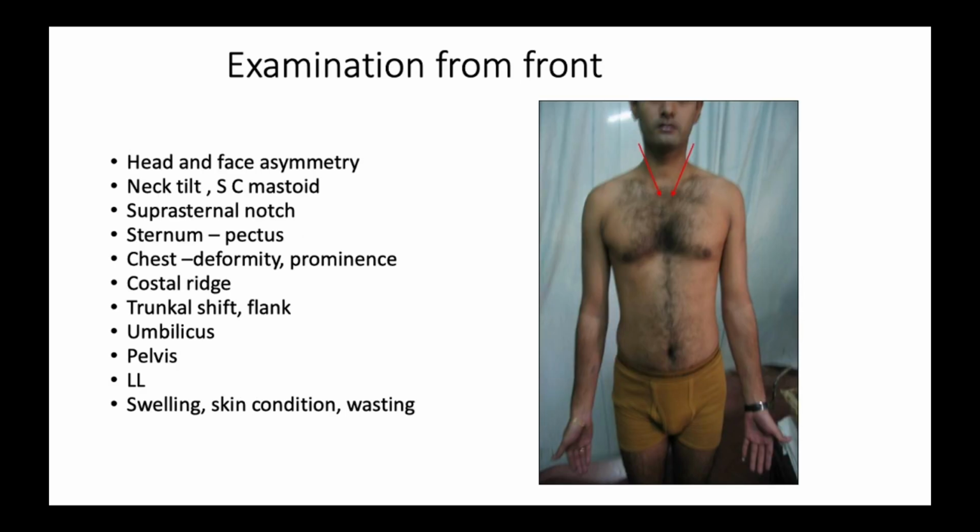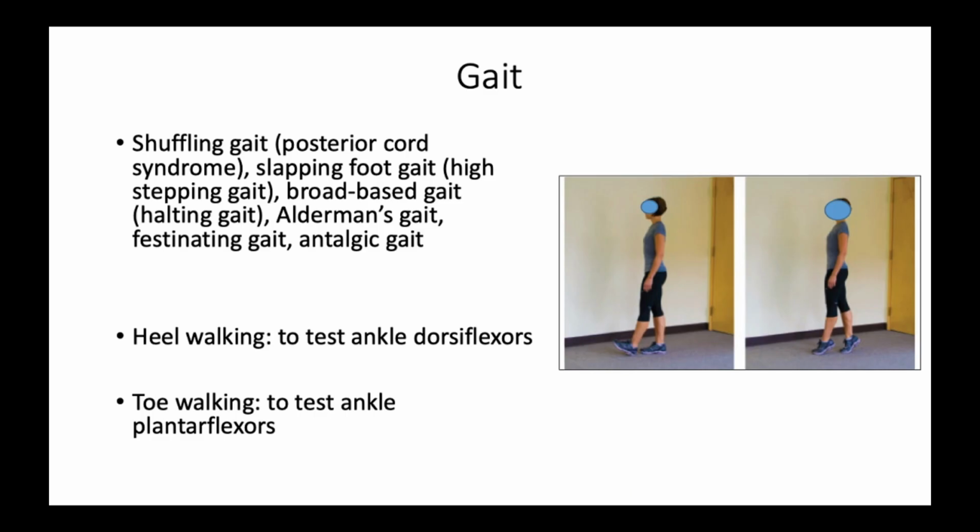While examining from the front, note the head and facial symmetry, neck tilt, sternocleidomastoid, location of suprasternal notch, any obvious deformities on the chest, truncal shift, umbilicus, pelvis, and levels of the lower limb. As we can see here, these are some of the points that are to be assessed when examining the patient from the front. Inspection is incomplete without a gait analysis.